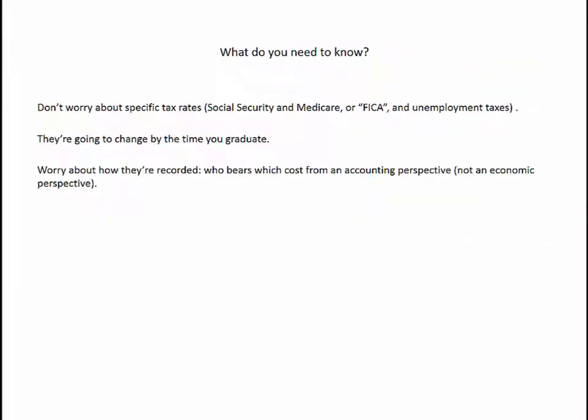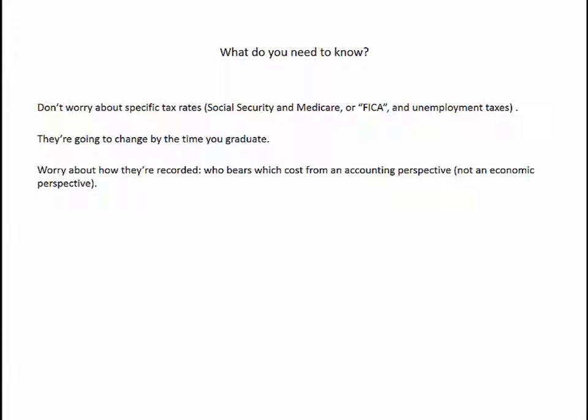Okay, so what do you need to take away from this part of the chapter? First, don't worry about specific tax rates, the FICA or Social Security and Medicare tax rates, or the unemployment tax rates, or things of that nature. The textbook does go to some length to do examples with specific rates, and the problems ask you to use specific rates. But the issue is that by the time you graduate, those rates are going to change.